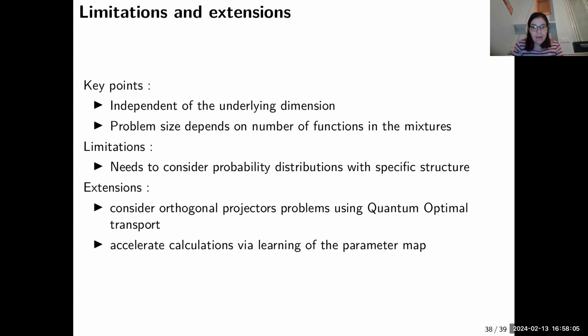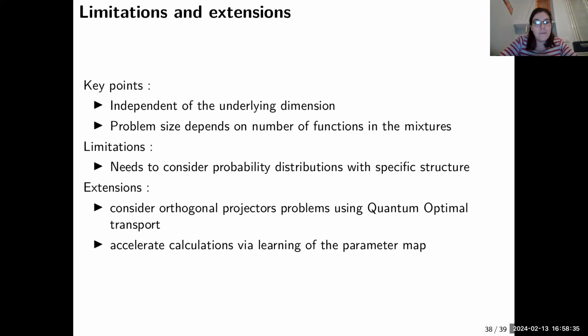The limitation is that we need the probability distributions in the solution set to have a specific structure, in the sense that we need them to be mixtures of this type of location-scatter probability distributions, which is, of course, not the case for any type of application. Of course, this is a very specific case of the electronic structure calculations setting that I told you about.